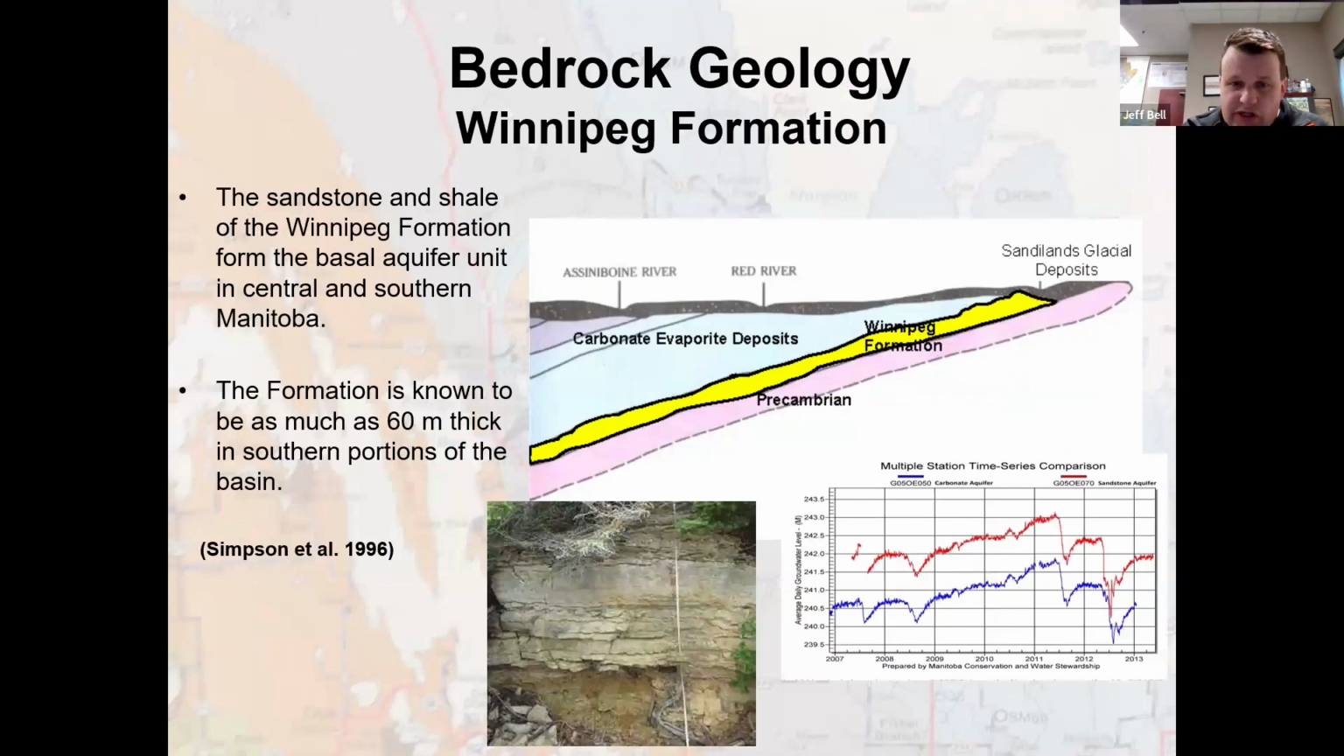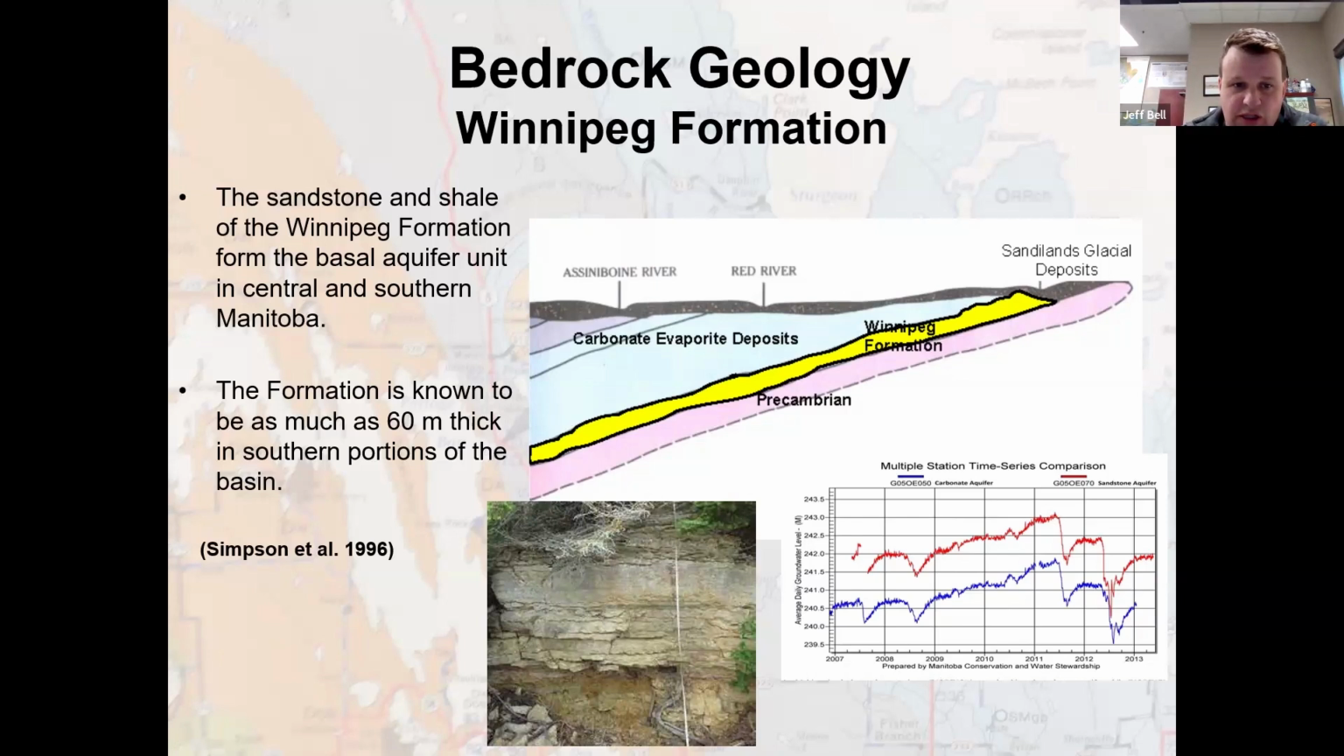So just going through the individual formations, we'll talk about the layers above the Precambrian for the most part. The Precambrian is that fairly old rock. In fact, it's our oldest rock in Manitoba. But lying on top of that is a layer of sandstone that we know locally as the Winnipeg Formation. The Winnipeg Formation is primarily a sandstone unit, but it does have a lot of portions of shale as well, and it forms the base of our unit.